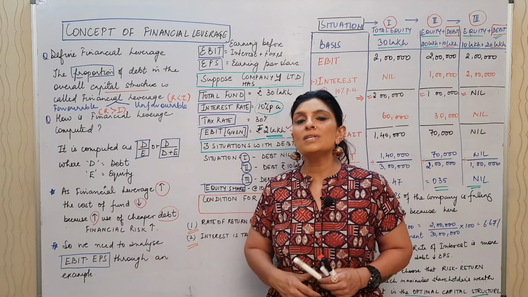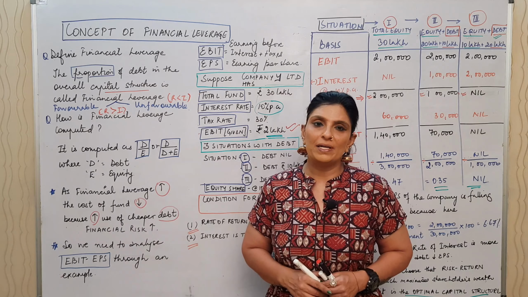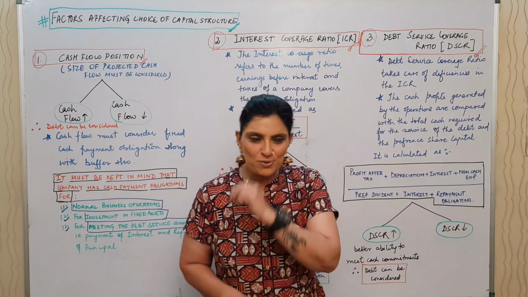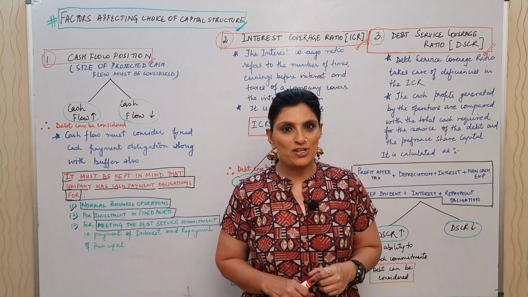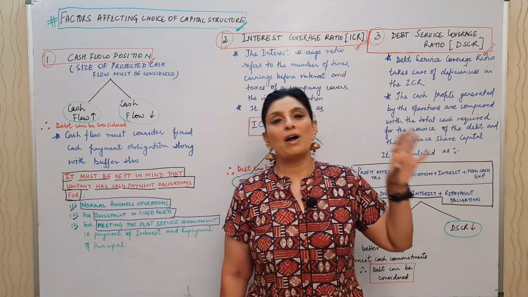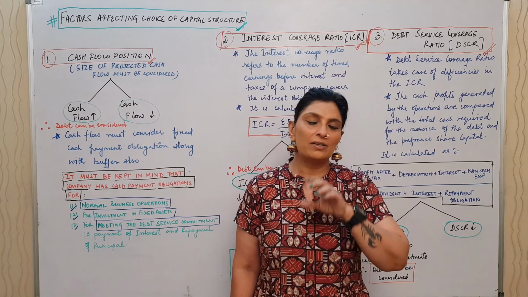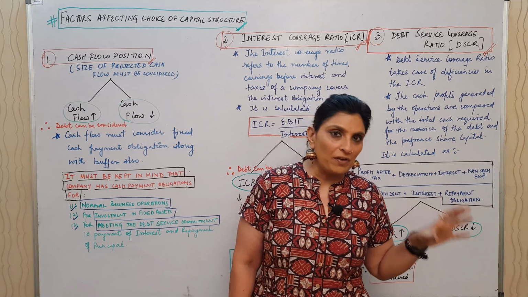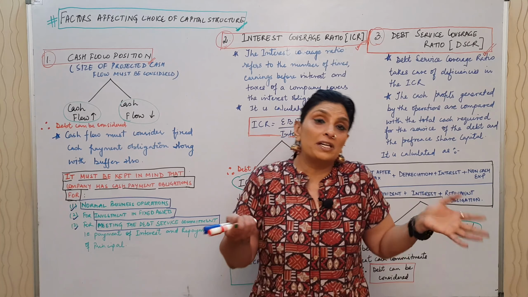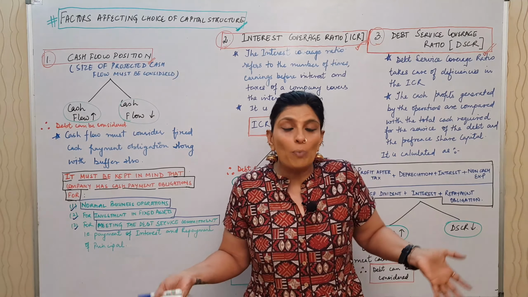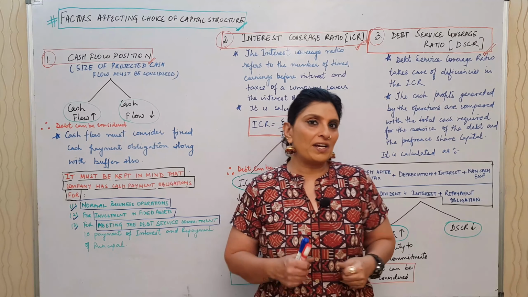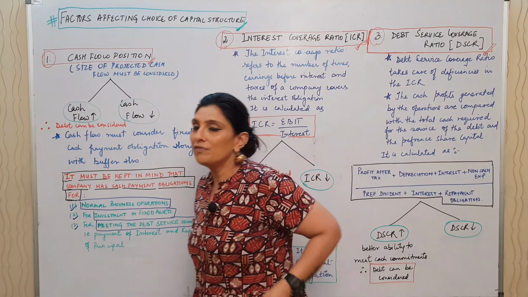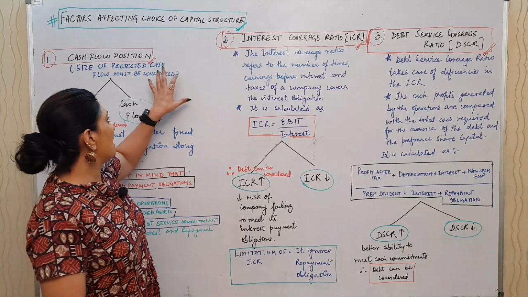So next we go on to the factors affecting capital structure. We have been talking about capital structure, and we did the definition part of it. We did financial leverage. We did favorable and unfavorable financial leverage. We did the numerical also, the only topic which has numerical in business studies. And now we're coming to the factors affecting capital structure. The first factor which we are going to talk about is cash flow position.